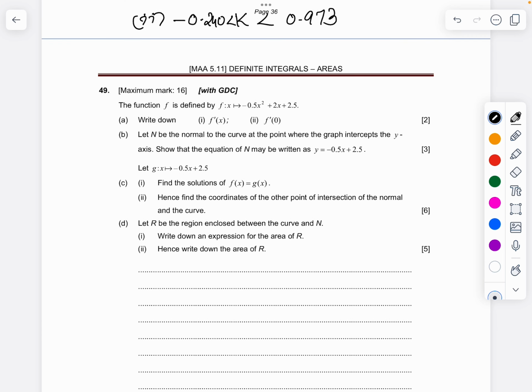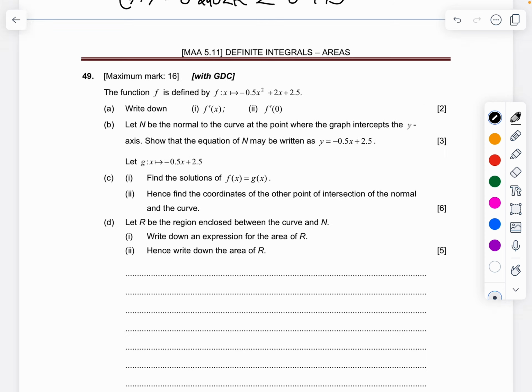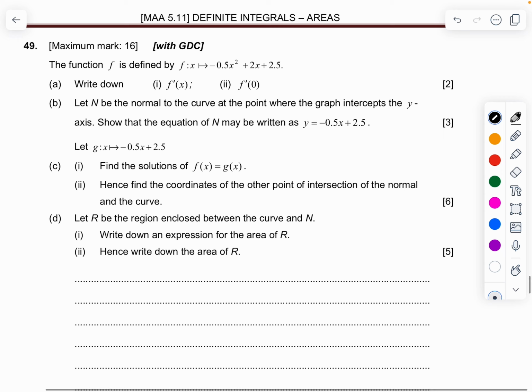Question number 49. The function f is defined by minus 0.5x squared plus 2x plus 2.5. Find f prime x. f prime x will be equal to minus x plus 2. f prime 0: plug in 0, you should be getting 2.